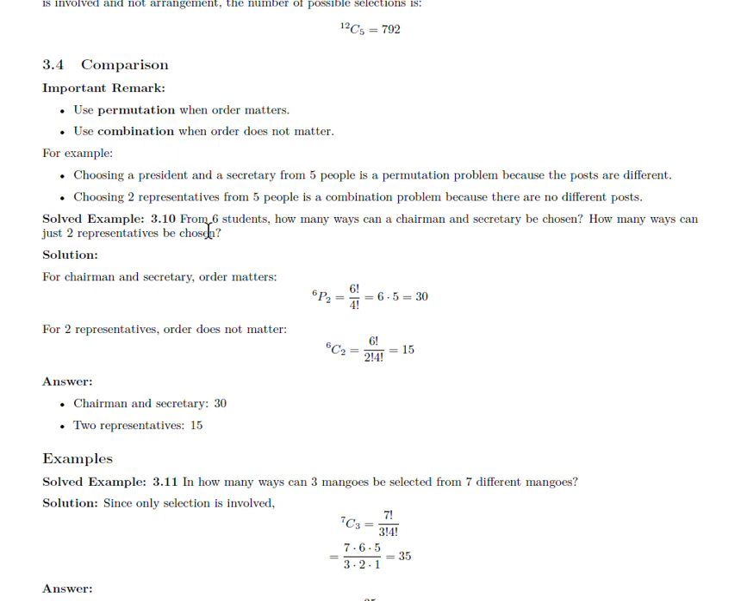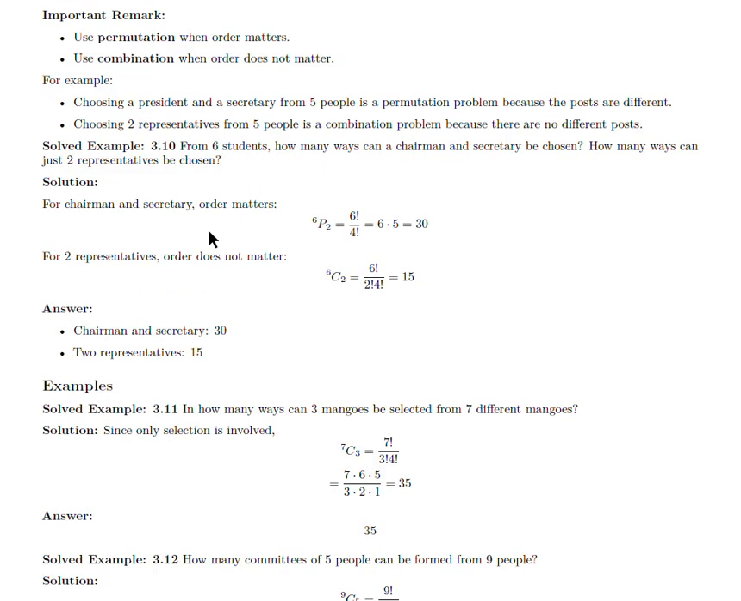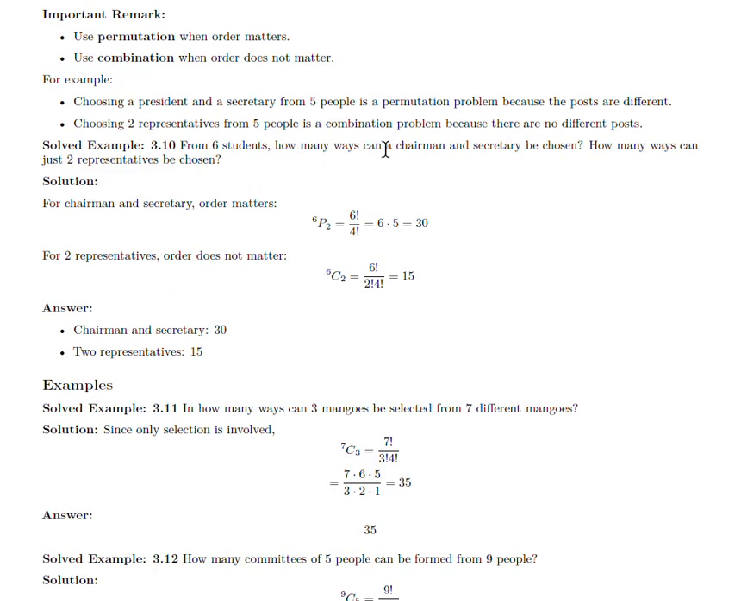We have some more examples. From 6 students, how many ways can a chairman and secretary be chosen? How many ways can just 2 representatives be chosen? So there are 2 questions in there. For chairman and secretary, that's 2 positions out of 6 students. So that will be 6 permutation 2. Right? The order matters in this case. That's 6 factorial over 4 factorial, which is 30.